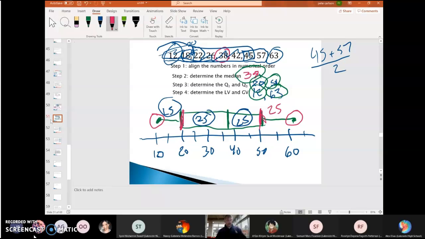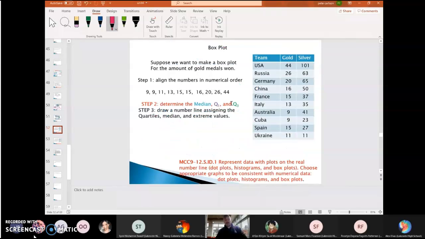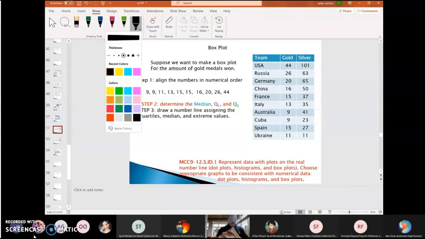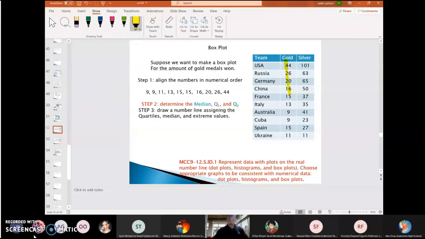Okay. All right. So what I want you to do now is go ahead and see if you can create a box plot based on the gold medals. You would want to write those numbers out, which I already did in numerical order. So what I need you to find is the median, the Q1, and the Q3. And then also you need to find the lowest value and the greatest value, but that's easy to find.